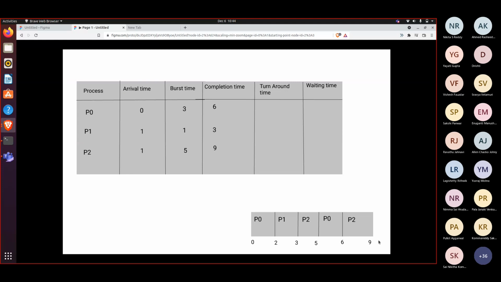So what is the turnaround time? Turnaround time is completion time minus arrival time. So we have 6 minus 0, 3 minus 1, respectively. The waiting time is the turnaround time minus the burst time. So we have 6 minus 3, which is 3. This is the basic working of the round robin scheduling algorithm.